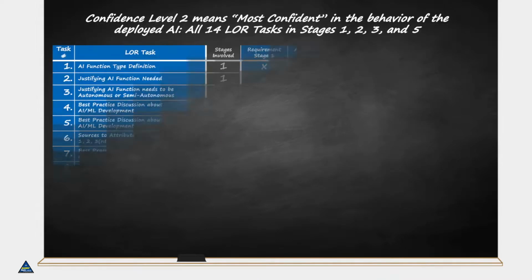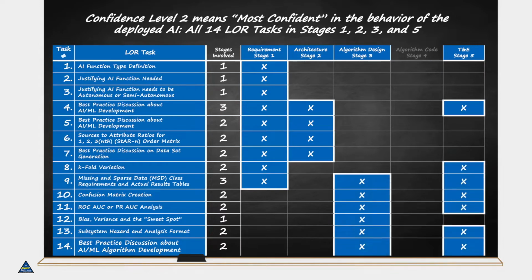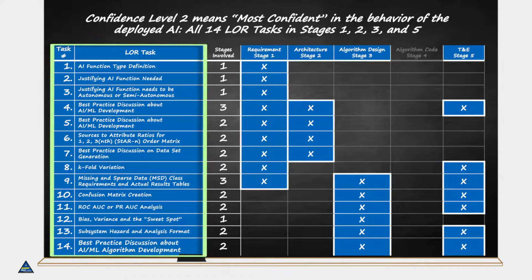If you want a graphical depiction of what that looks like, this table, I think, very nicely shows how we're skipping over the algorithm code, but doing all the other stages. It also shows how still all 14 LORE are in play. You're just skipping over some of the traceability steps between the algorithm design and algorithm code.